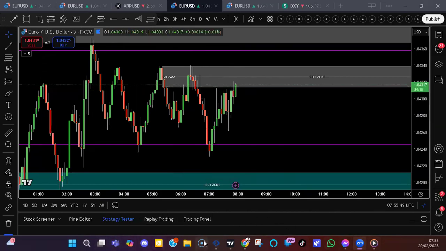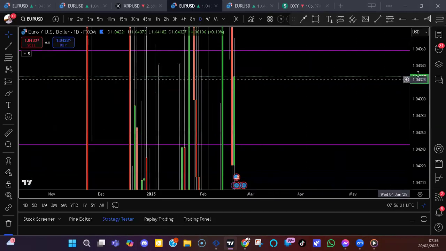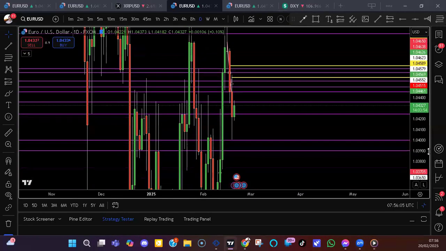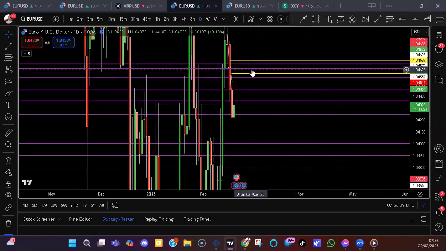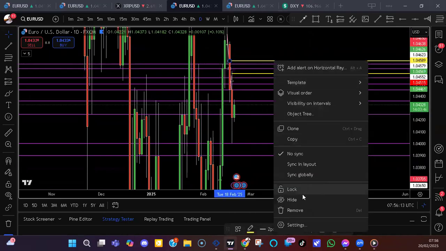higher time frames and see if we can get some inkling of the bigger picture, what price may do within the London session, because that's where we are at the moment. So let's go on the daily time frame. And we can see these are all support and resistance lines that were drawn up previously.